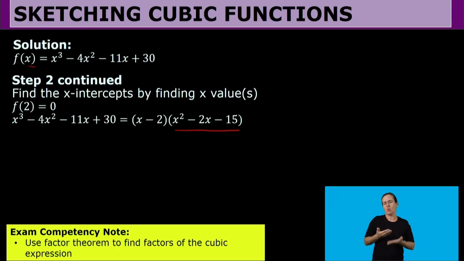But I will show you division by inspection because that's the method that I like to use. But really, you use the method that you are most comfortable with. Okay, so to get this second bracket here, I know that my factor was x minus 2. How do I get these terms?